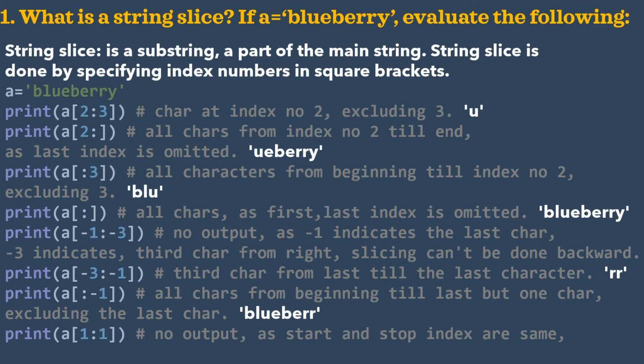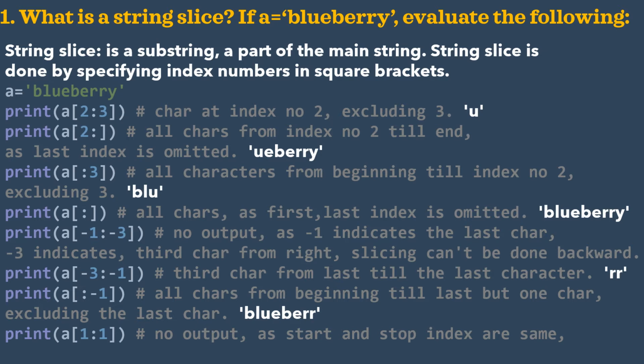Now if you want to print A within bracket 2 colon 3, then it will print all the characters present at index number 2 to 3, but 3 will be excluded. So the character at index number 2 will be printed and the output is U. Similarly, print A within square bracket 2 colon. So it will print all the characters from index number 2 till end. So the output is UEBERRY. That means from index number 2 till the end of the string, all the characters will be printed.